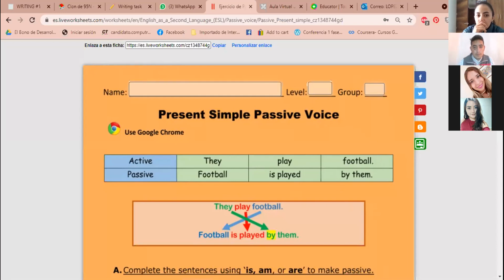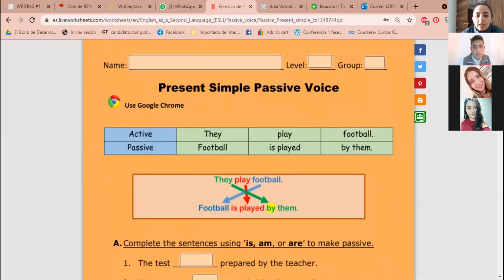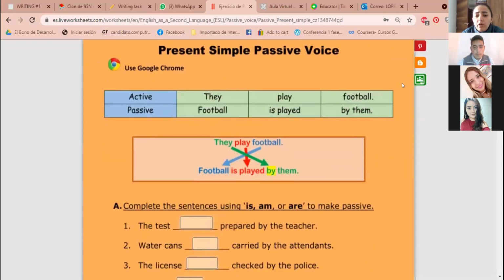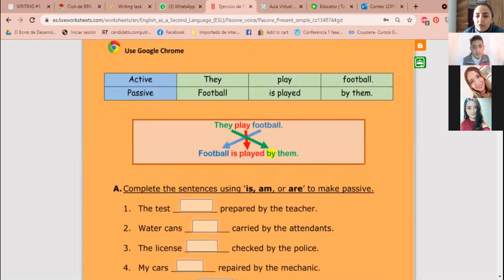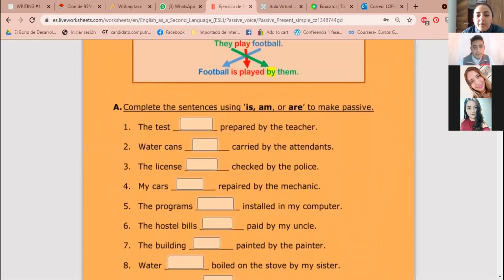So here you have, look at this, the present simple passive voice, and you have an example. If you don't remember what we talked previously, here you have an example. What are you going to do? The first part of the exercise is very easy. La primera parte está facilito, a piece of cake, guys. Solo hay que escoger el verbo to be que iría en estas oraciones en pasivo.